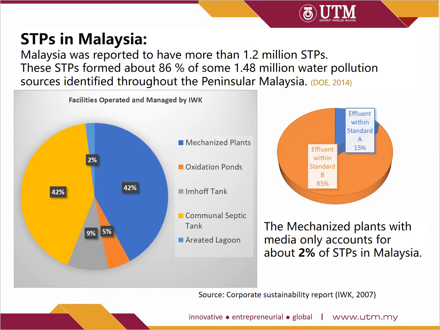Actually, increasingly this is being phased out because most of the new residential areas have centralized sewage that will go to the centralized mechanized plant. Ideally, we would like to produce Standard A effluent, the wastewater discharged after treatment. However, the majority of the water treated only fulfills Standard B in Malaysia.